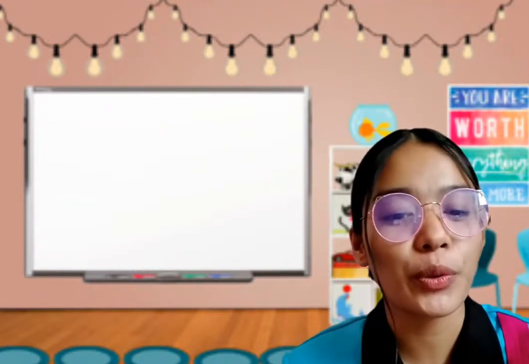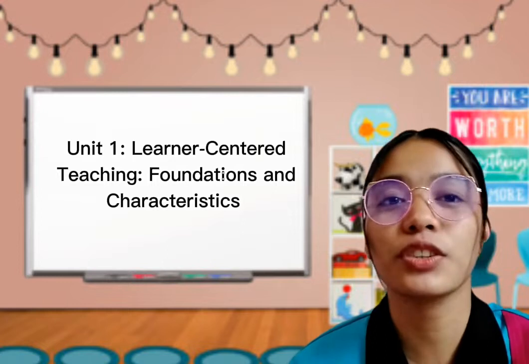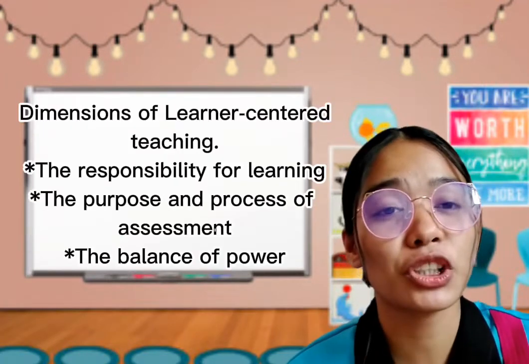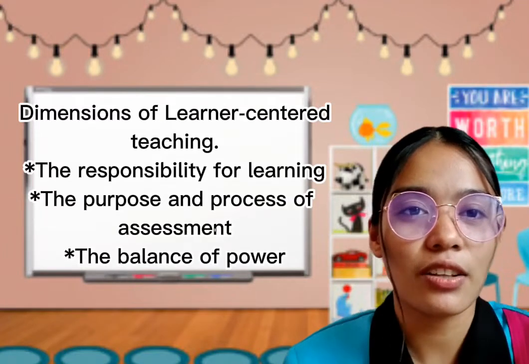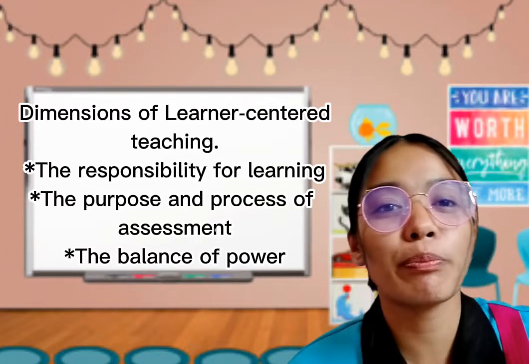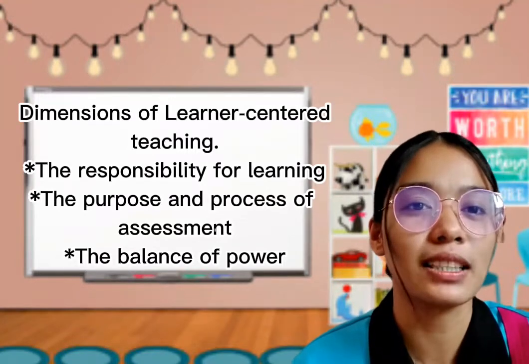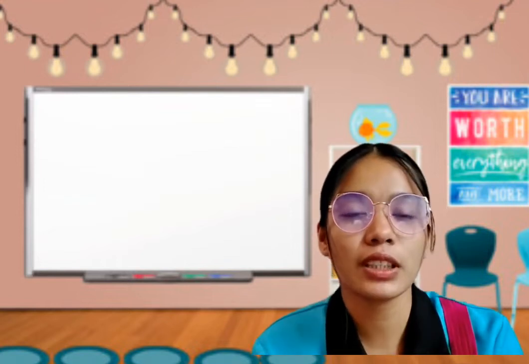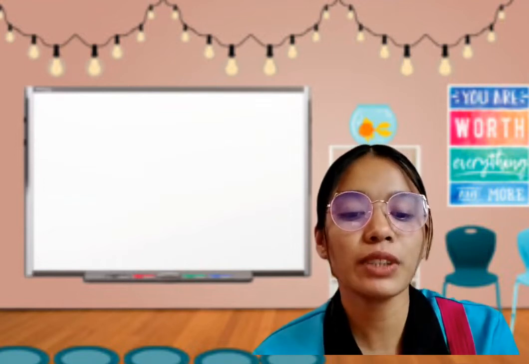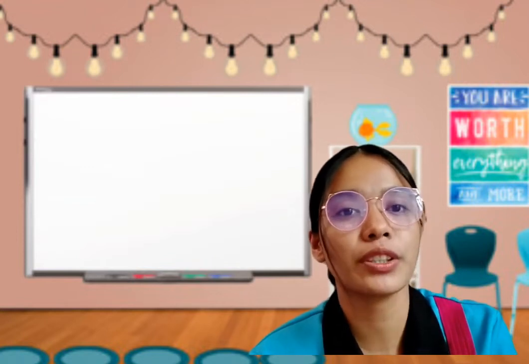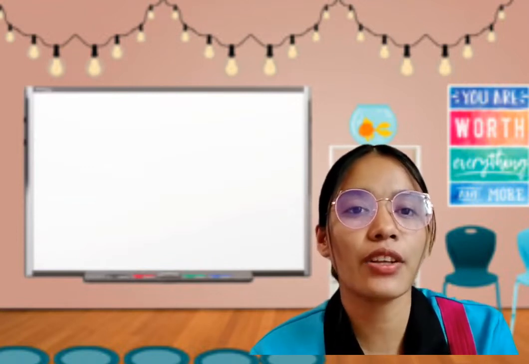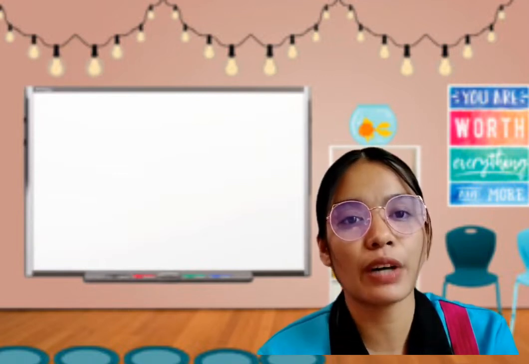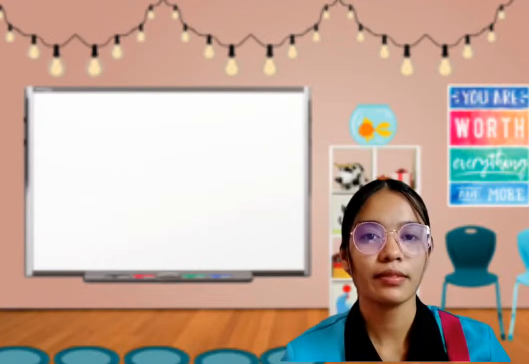For today's video, I'm going to report Unit 1, Learner-Centered Teaching: Foundations and Characteristics, under the topic of Dimensions of Learner-Centered Teaching: the responsibility for learning, the purpose and process of assessment, and the balance of power. But before we go further in our discussion, let me first give you the objectives. Our objectives are that the student will be able to know their responsibility for learning, gather reliable information, and be able to describe the process and provide examples of its application.